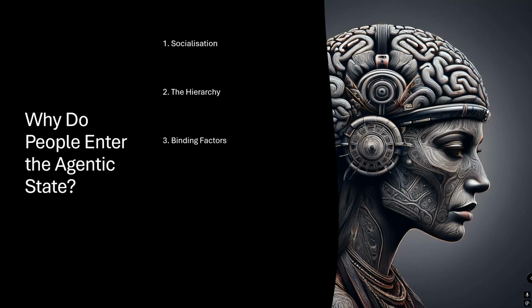Binding factors. And these are things that keep people in the agentic state, things such as a fear of disrupting social order, fear of appearing rude or rebellious, and feeling committed once you've started. Also, rationalizing the situation. So, hey, look, it's not my fault, I'm just following orders. All of these things above reduce the moral strain of obeying.